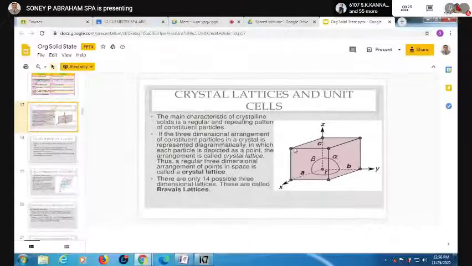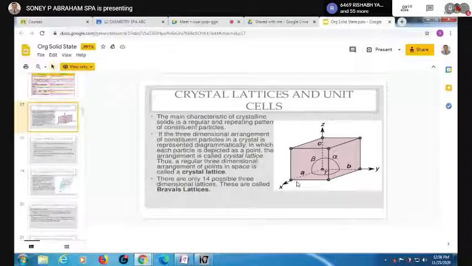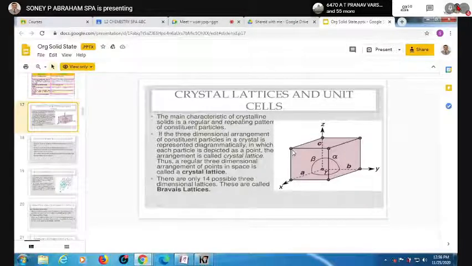Where will you have the particles? Only along the corners. If you have particles only at the corners of the unit cell, then we call it a primitive unit cell. And if you have particles at the corners as well as along the faces or the centers, then it will be called a centered unit cell.